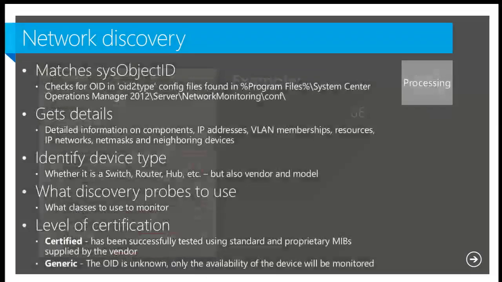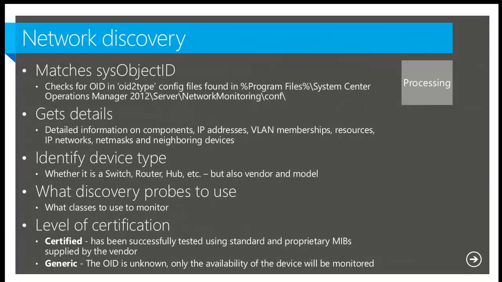Now we go into the second stage where we do the processing. We get the object ID of the system, and we match it to a config file on the management server, because we want to know if we support the device. It's not that we're not going to do anything if we don't support it, but if we know about the device, we know the types of ports and components that live on this device that we need to query for, get status back from, and put into Operations Manager for monitoring, so we know how to start the rest of the discovery. So we match it up to files called config files in a directory called OID2 type on the management server.